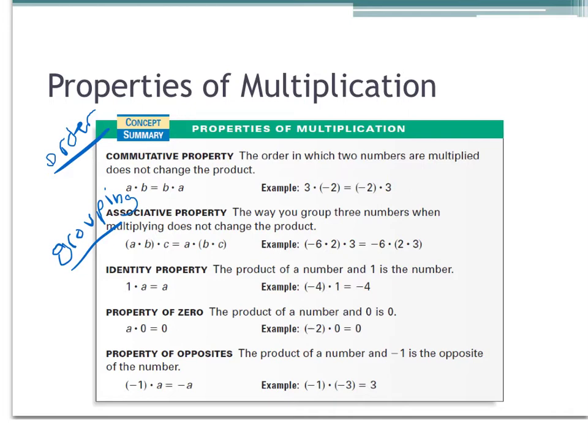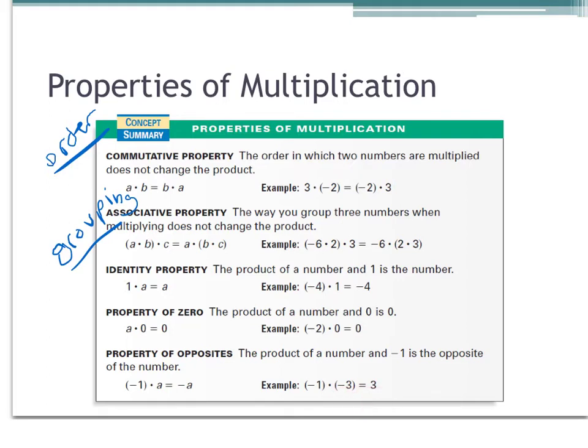Finally, we have the property of the opposites, and basically what we're saying there is the product of a number and negative 1 is the opposite of that number. So if I take a and multiply it by negative 1, I get negative a. If I take the number negative 3 and multiply it by negative 1, then I get the opposite of that number, which is 3.